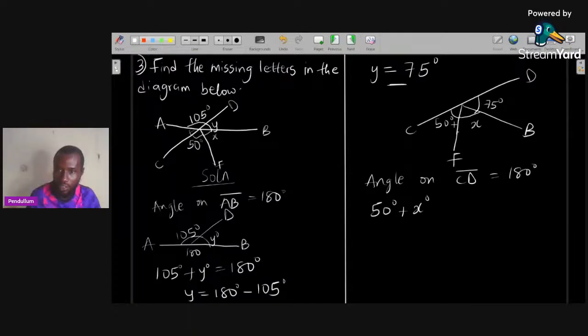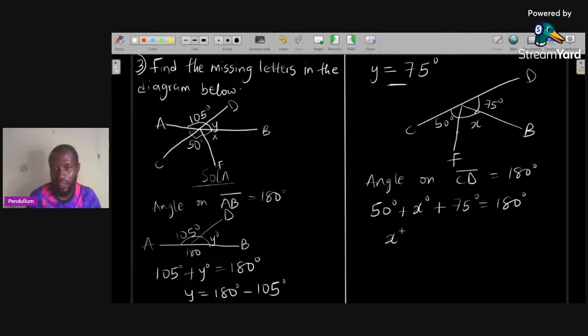50 is the angle from C to F, plus X is the angle from F to B, plus 75, which is the angle from B to D. I should be getting 180, the total angle on that straight line. I can't add the letter X to a number, but I can add 50 and 75, since they are both numbers.